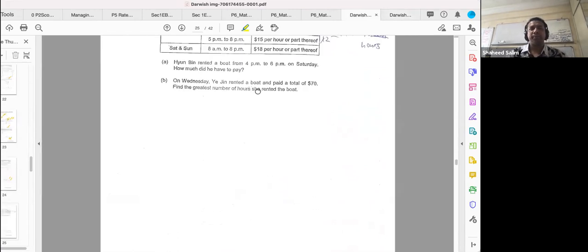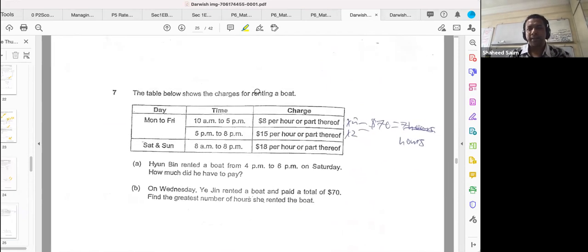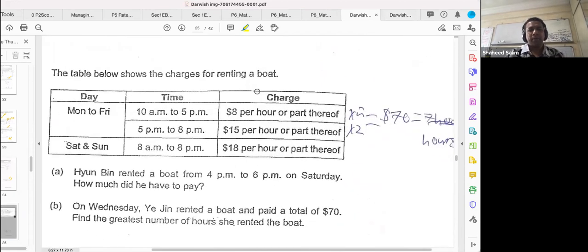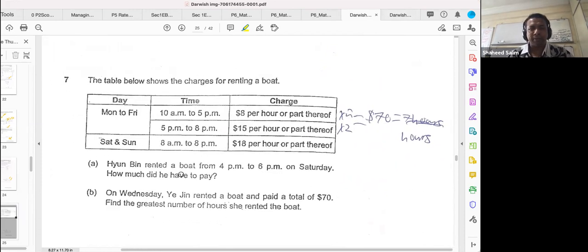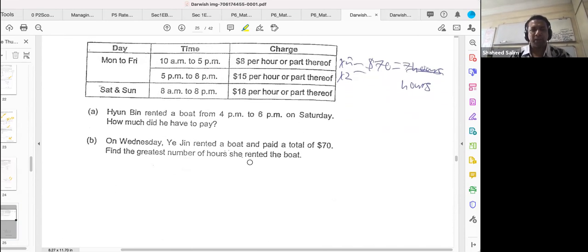Okay, let us see now. Below show charges of renting a boat, 10 a.m. to 5 p.m., 8 hours or part thereof. You know what it means, right? So now down here, he rented from 4 p.m. to 6 p.m. on Saturday. How much do you have to pay? So what do you do?